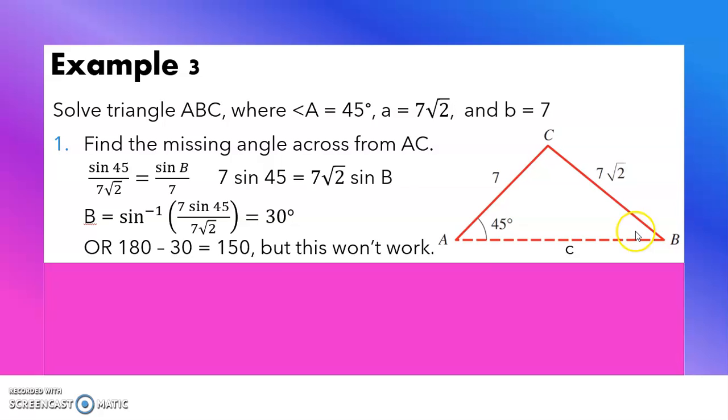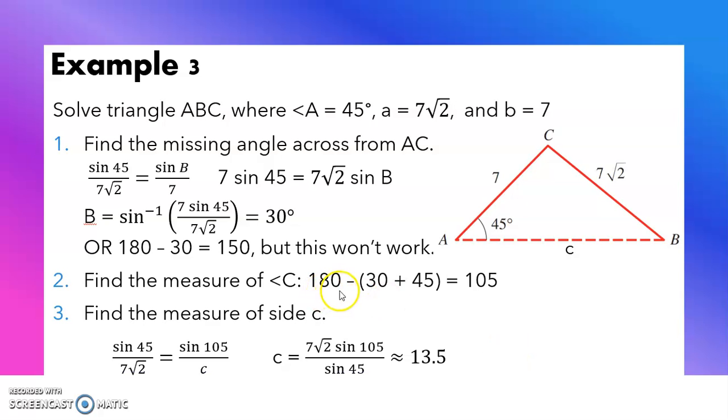So what you're going to do is solve for angle C using the two angles that we know, and then you're going to find side C using the law of sines. So pause the video and do that, and then press play to check your answers.